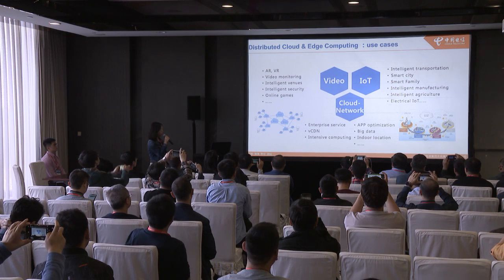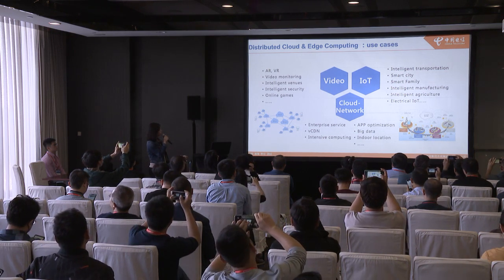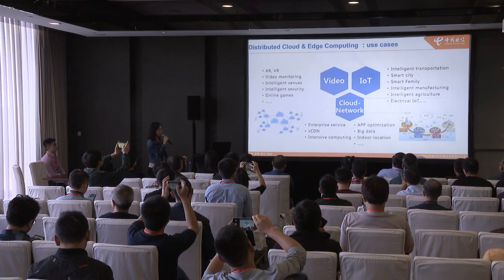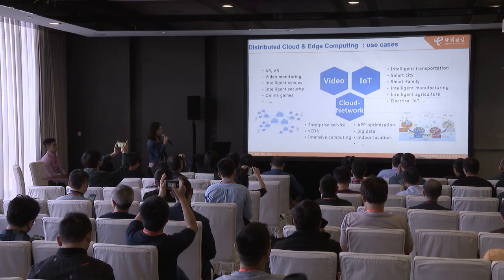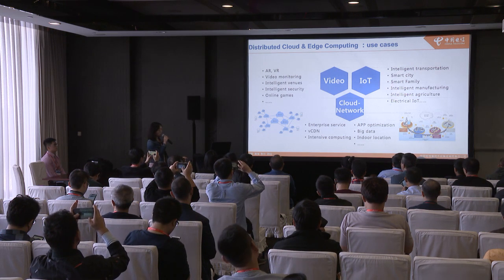Next, the use cases for carriers. We divide the service mainly into three types. First, video, second, IoT, and third, cloud network. And the video, such as AR, VR, and video monitoring, provides video processing and coordinated processing and analysis services to the customer.